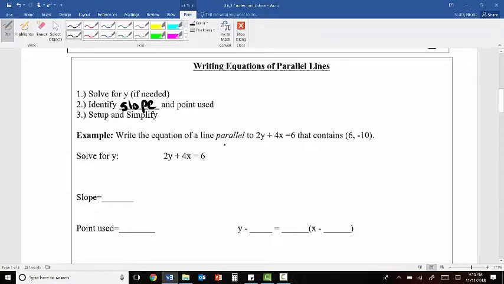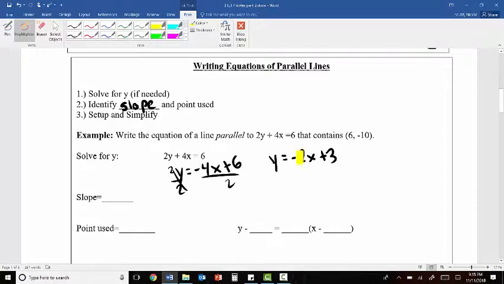So it says write the equation of a line that's parallel. So right away, parallel means same slope. So we're going to have to solve for y first. So we're going to subtract 4x from both sides. And then we're going to divide everything by 2. So we get y equals -2x plus 3. So the only thing that matters in this equation is the slope. The rest of it we don't care about. This is going to be completely useless. We don't even need that. The -2 is what matters, so that's the slope that we'll be using since they're parallel.